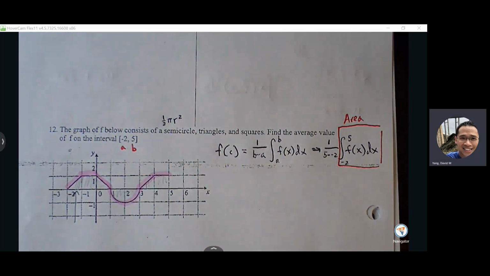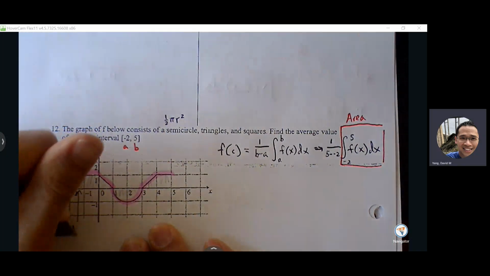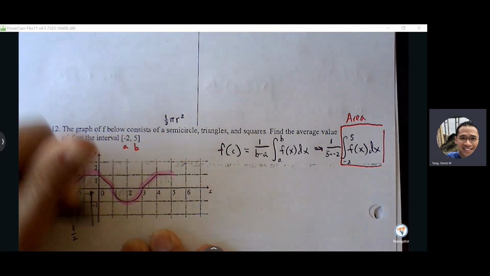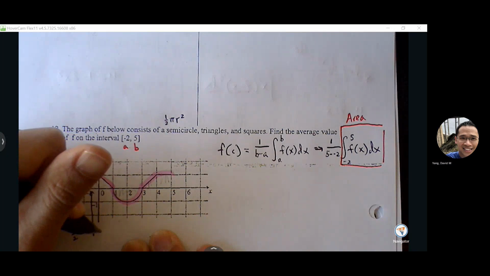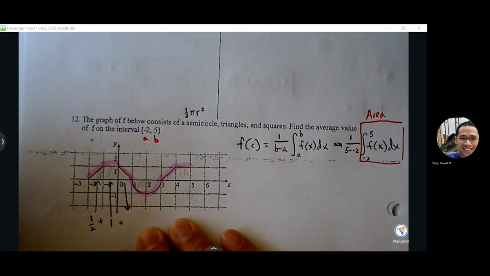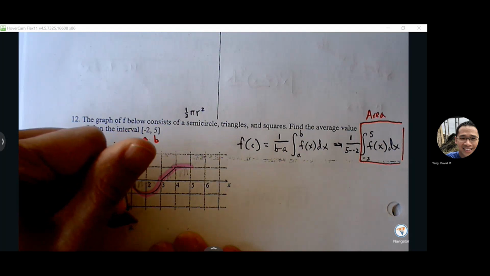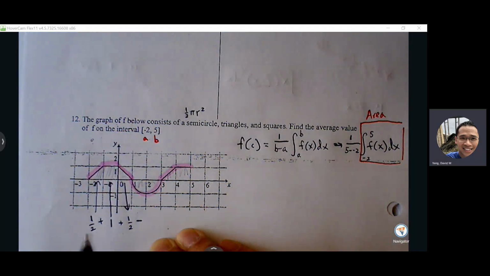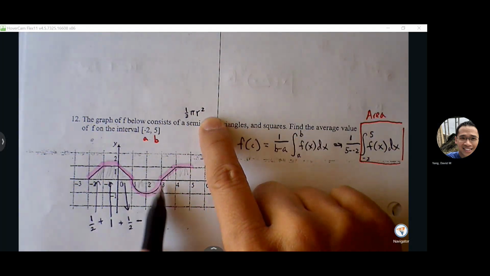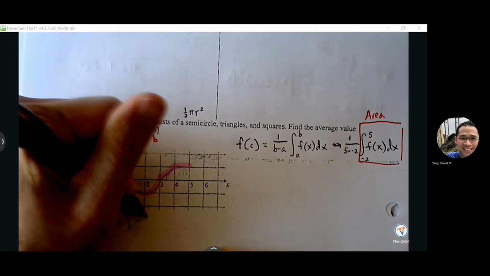So one shape at a time here. 1/2 base times height. 1/2 times 1 times 1. The square is width times height, which is 1. Triangle there. Another 1/2 base times height. 1/2 times 1 times 1 is 1/2. Now we have to convert this to a minus, right? 1/2 pi r squared. What's the radius of this semicircle? 1. Yeah. So 1/2 pi 1 squared.